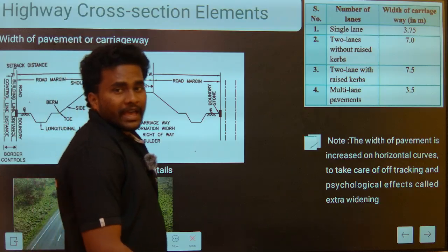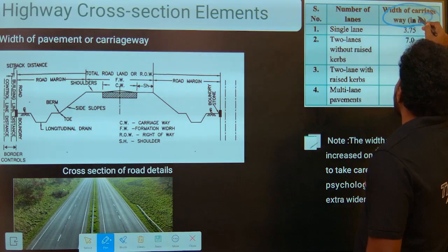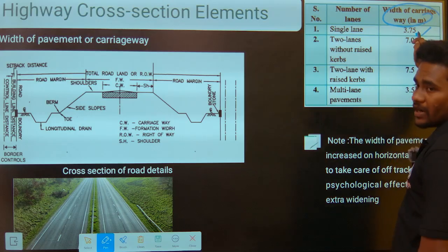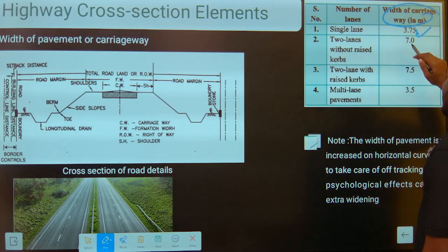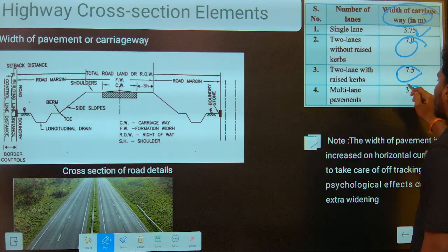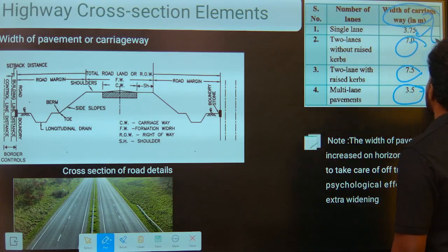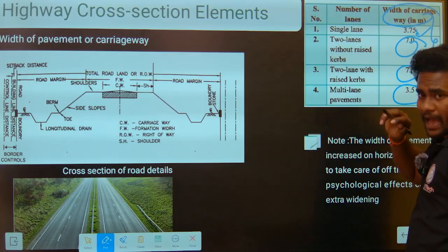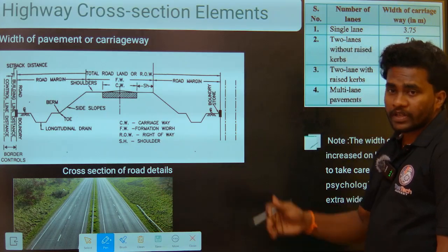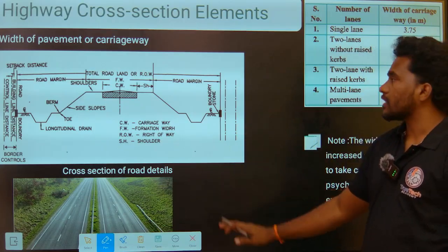Now, as per the IRC, the width of carriageway is 3.75 meters for a single lane road, 7 meters for a double lane, that is two lane road, 7.5 meters for two lane with raised curbs, and 3.5 meters for multi lane pavements. These are the widths of carriageway as per the IRC, and you have to mug up these values. These are important in the RRB JE and SSC JE exams also.